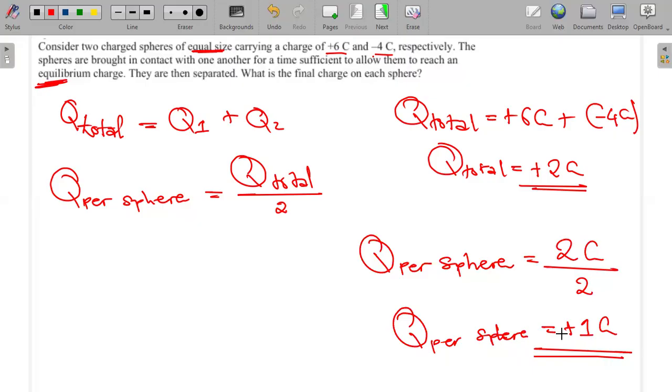The things you're supposed to take note of when you find such a question: first, check the size of the spheres. Check if the spheres are identical.